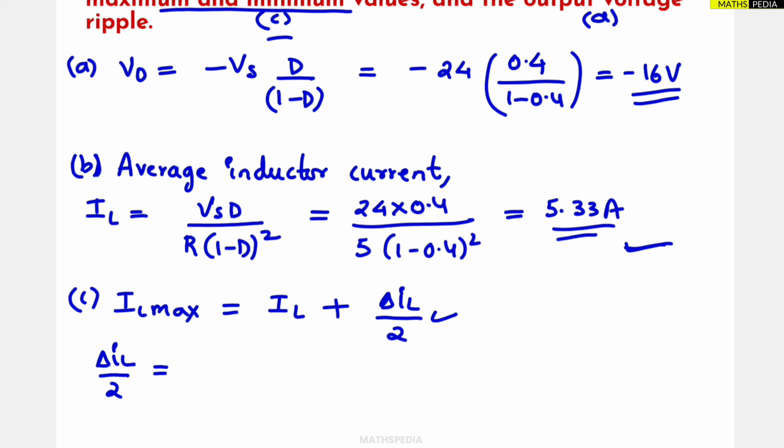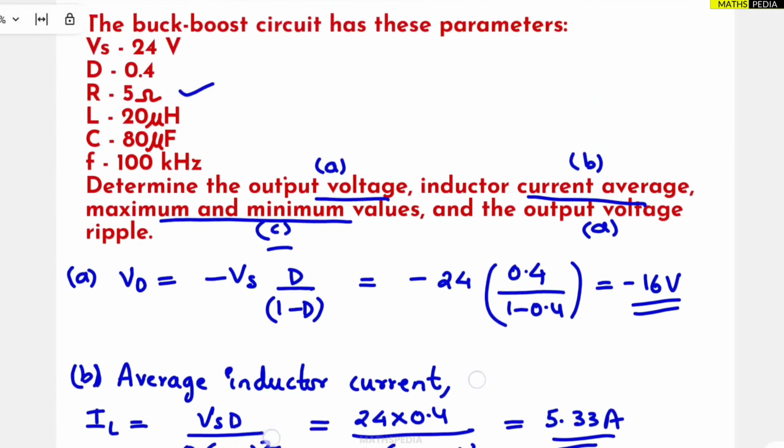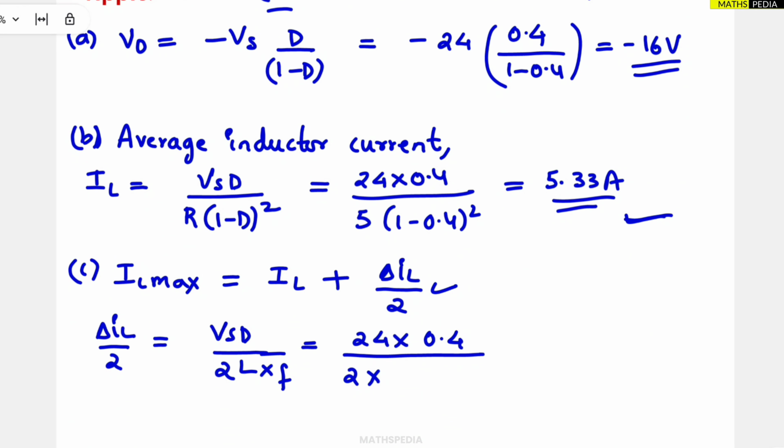Delta IL is Vs times D times T divided by L, and divided by 2 as well, so I have to put 2. So it is 24 volts times 0.4 times T. T is the time period, and its reciprocal is the frequency, so I'll put that down. Divided by 2 times the L value. The L value is 20 microhenry, so 20 times 10 to the power minus 6, times the frequency.